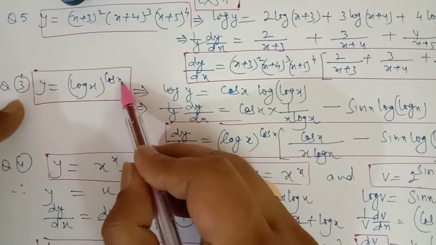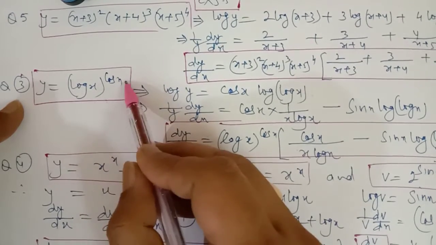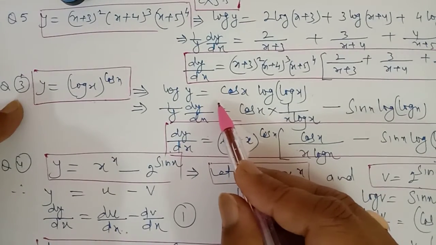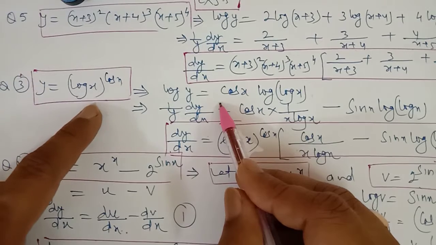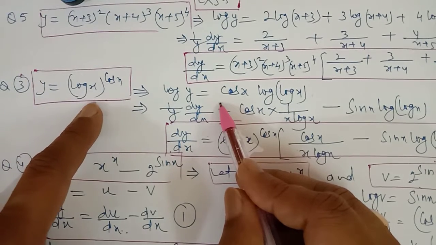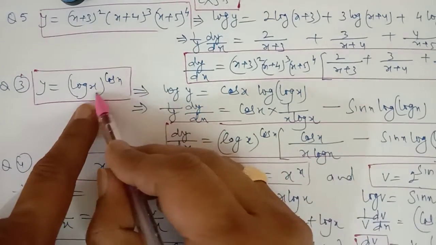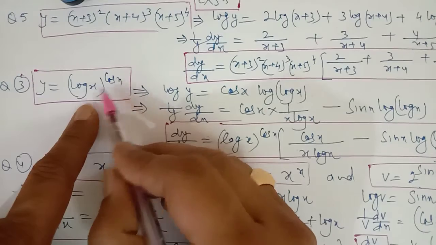Log x raised to power cos x. The base as well as the power or the exponent have the variable. So in that case, we cannot differentiate the function without taking the log. So you have to take the log compulsorily. Compulsorily you have to take the log, otherwise you will be unable to do these types of questions. Base as well as the power, we have the variable. So you have to take the logs.